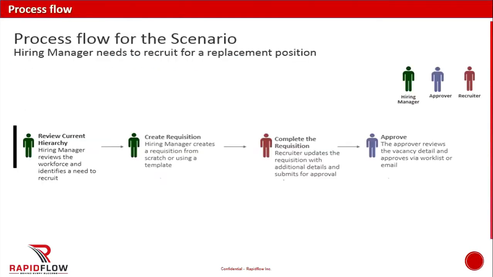Here is the process flow and scenario for job requisition functionality. A hiring manager will identify requisition needs and create a job requisition from scratch and share the job requisition with the recruiter. Recruiter is going to add additional details to the requisition and submit it for approval.